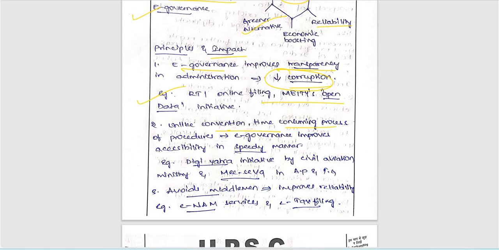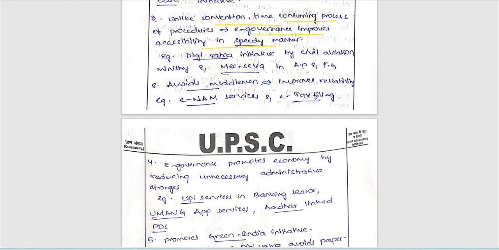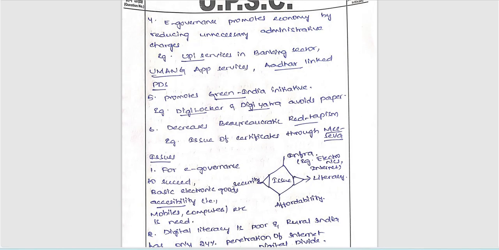Unlike the conventional, time-consuming process and procedure, e-governance improves accessibility in a speedy manner. For example, Digi Yatra initiatives are there, Mee Seva, etc. in AP and Telangana. It avoids middlemen, improves reliability, and also e-norm services are there, e-tax filing, etc. E-governance promotes the economy by reducing unnecessary administrative charges, for example, UPI services in the banking sector, Umang App services and linked PDS, etc. It promotes green initiatives, also DigiLocker and DigiYatra avoid paperwork. It decreases bureaucratic red tapism, also issue of certificates through Mee Seva is one important example.